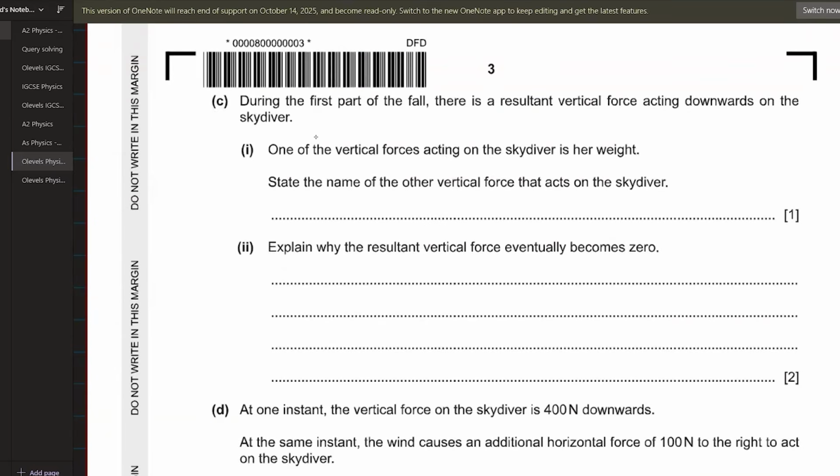During the first part of the fall, there is a resultant vertical force acting downwards on the skydiver.